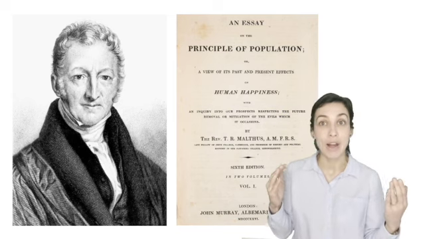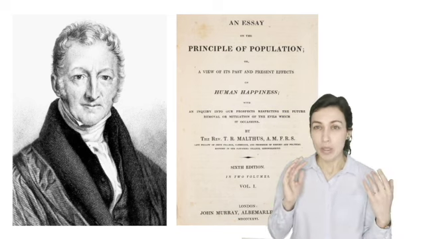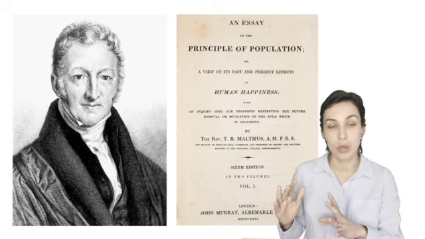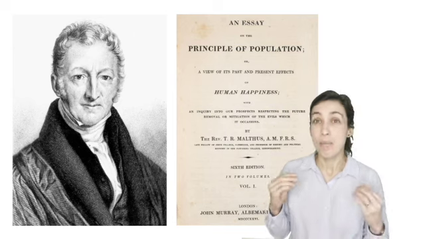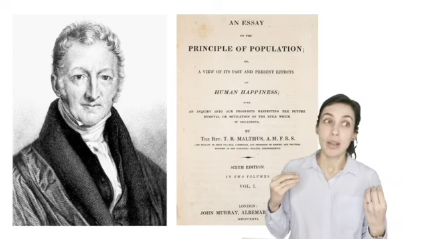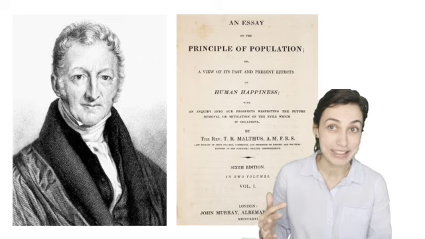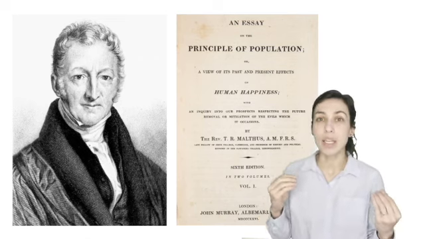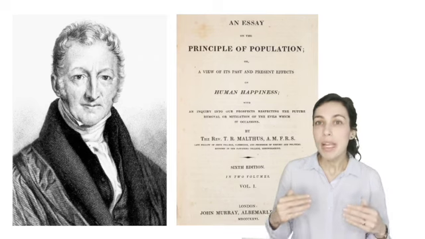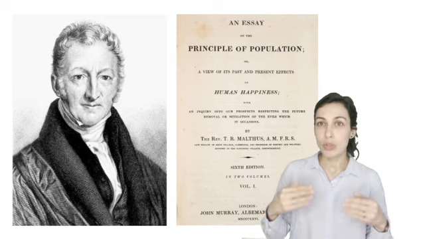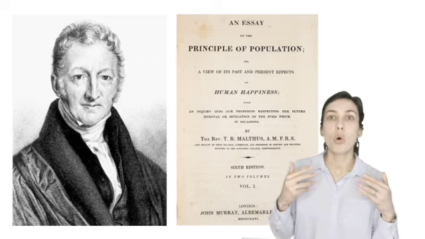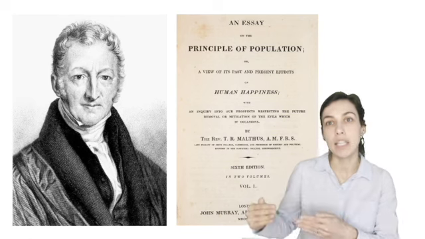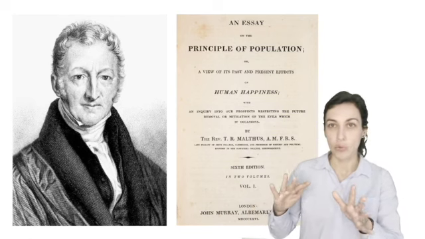How do we get out of it? And what Malthus proposed, the economist that wrote this essay, is that basically people need to have fewer children. The reason he says this is that human ability to produce more food, more sustenance, can only increase in a linear fashion, roughly.